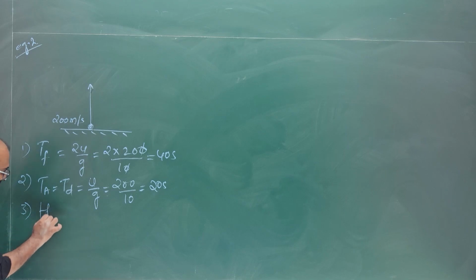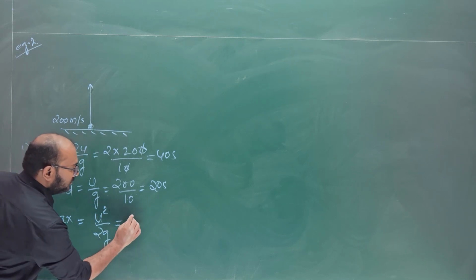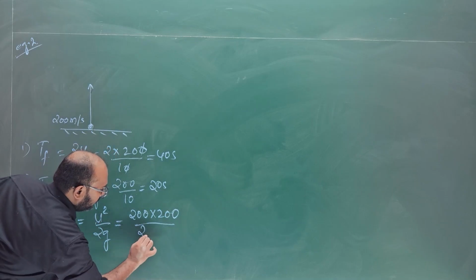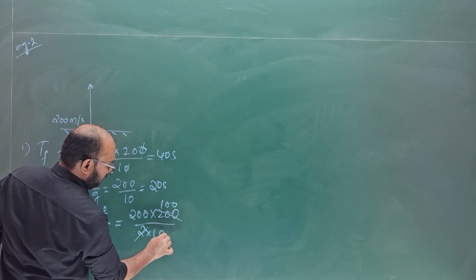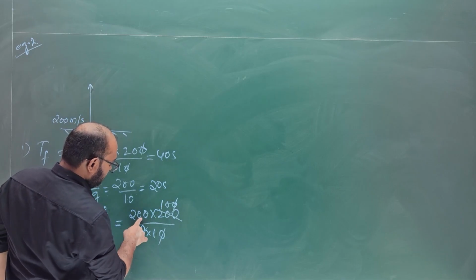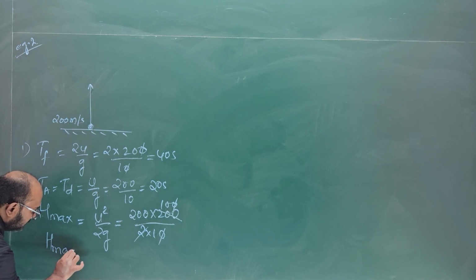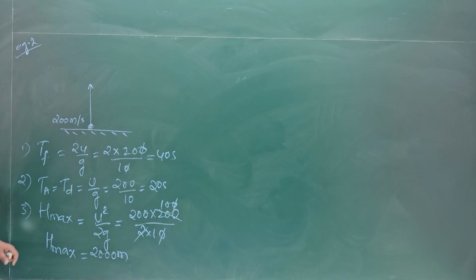Tell me h max. Okay, h max is what? U square upon 2g, and u square means 200 into 200 upon 2 into 10. This is 100, 10 and 10 cancelled, 2000. So h max is 2000.